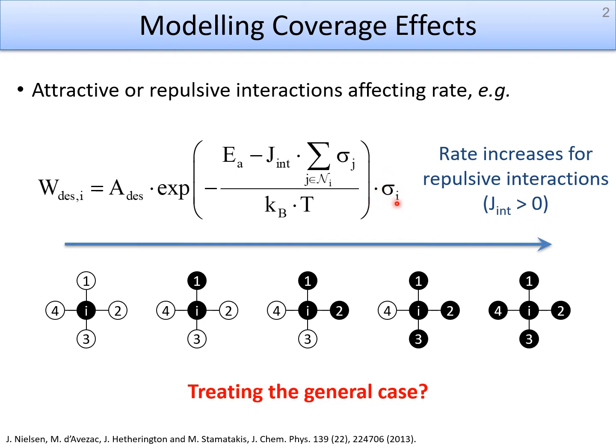Of course, when sigma i is 1, this means that the site is occupied, so desorption can happen. When sigma i is 0, desorption cannot happen. Of course, you cannot desorb from an empty site. So let's focus on this term now.